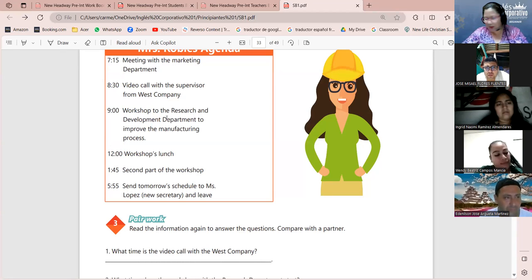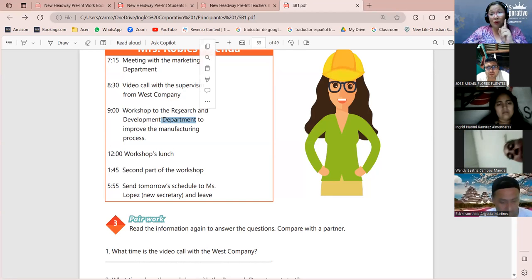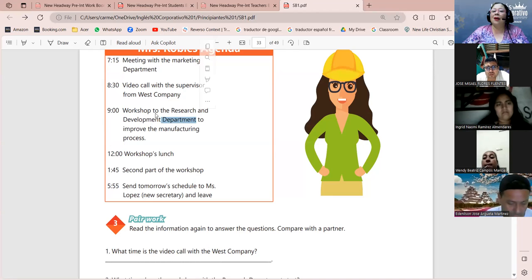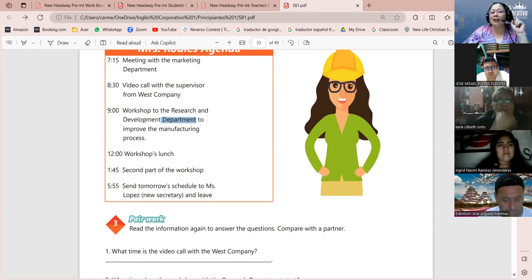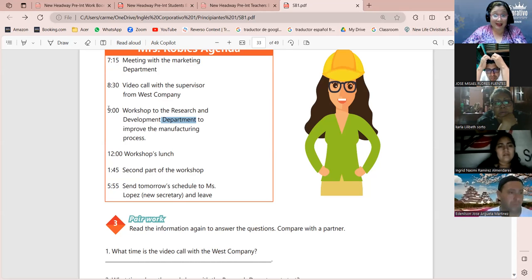Elaboración. No. A ver. Department está al final. Entonces, vamos a ver una cosa. Acá dice capacitación, ¿a quién va a ir a capacitar? Al departamento de investigación y desarrollo, ¿ok? Research significa investigación, y development es desarrollo. Research and Development Department es el departamento de investigación y desarrollo. Los que van a tener una capacitación.